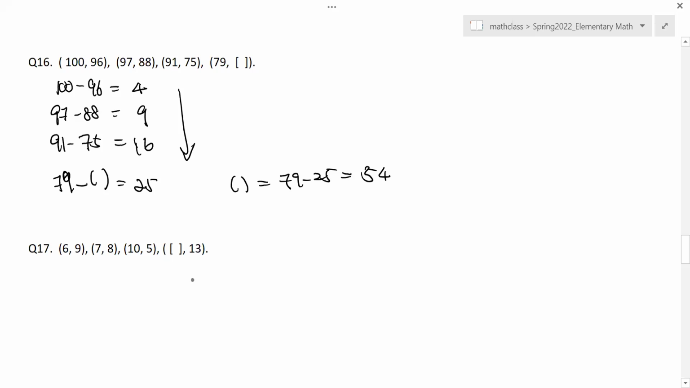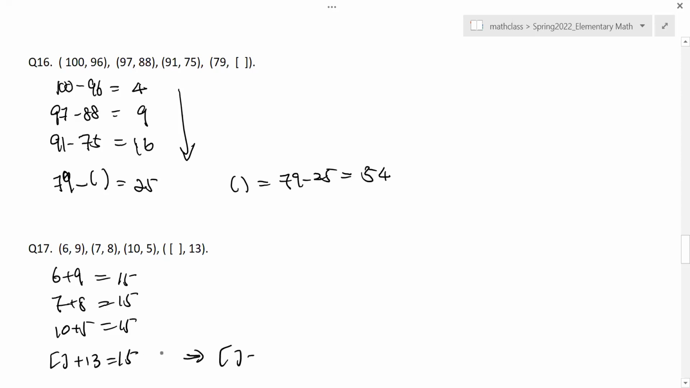So I use this addition first. So 6 plus 9 is going to be 15. 7 plus 8 is going to be 15. 10 plus 5 is 15. So clearly that number plus 13 is 15. So that number must be equal to 2. Great. All right.